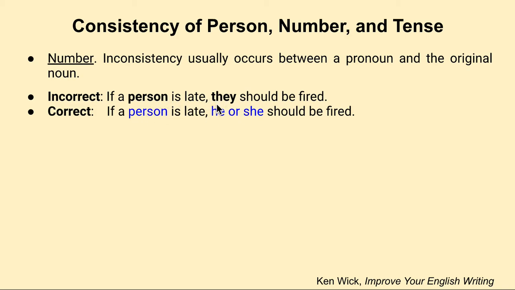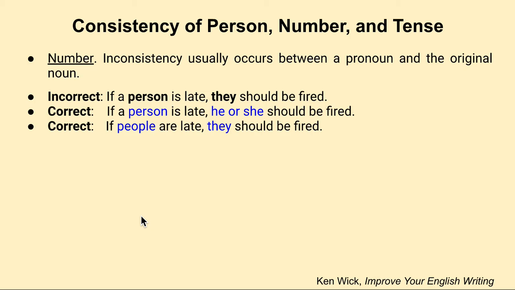But remember, see the next video for using he or she. This is just demonstrating how you need to be consistent in number. Or you can correct this by saying, if people are late, they should be fired. Notice both people and they are plural. So the first incorrect example differs in number, singular and plural. Here you're correcting it to the singular, and in the next example you've corrected both to be consistent plural.